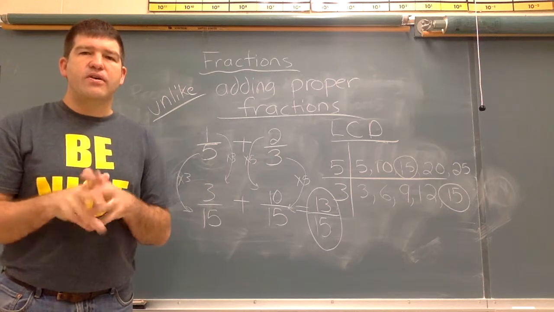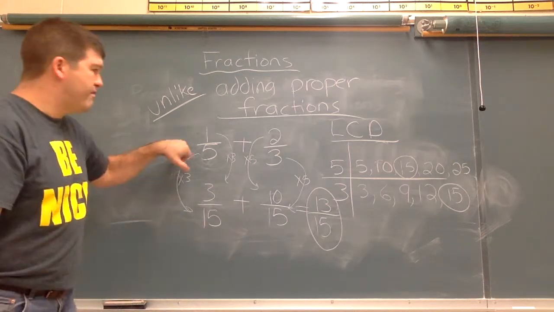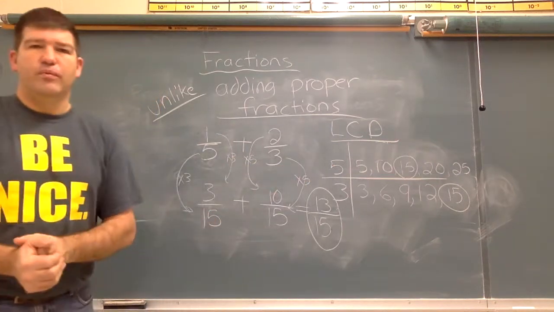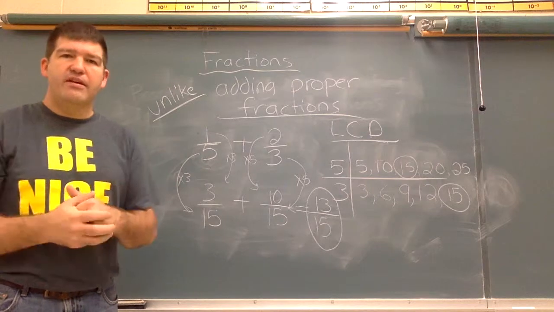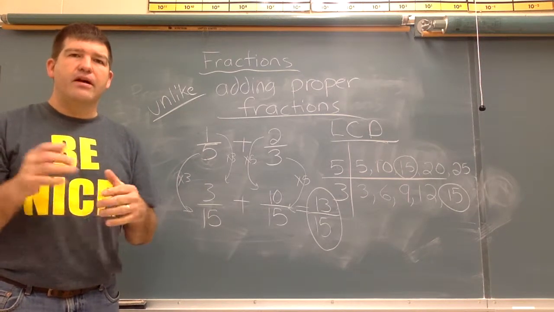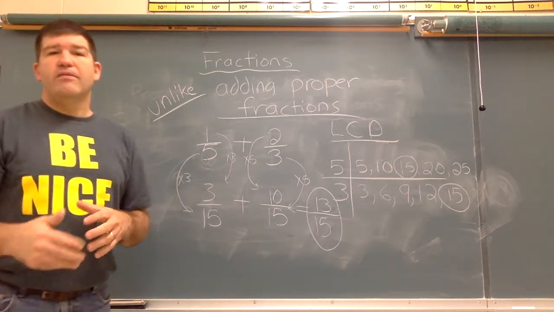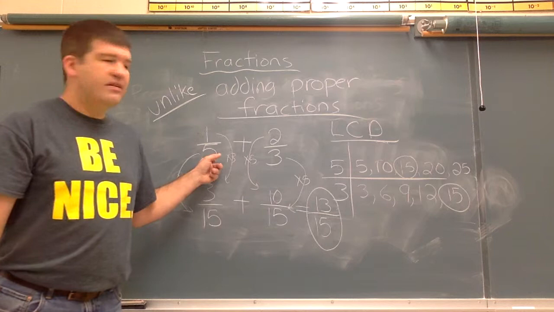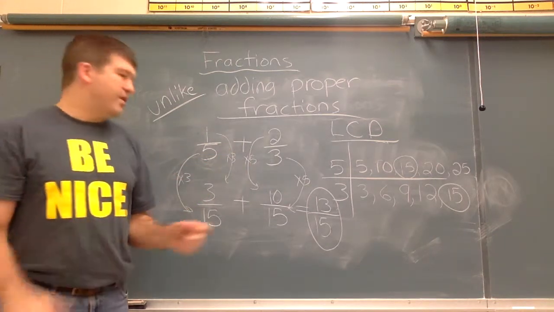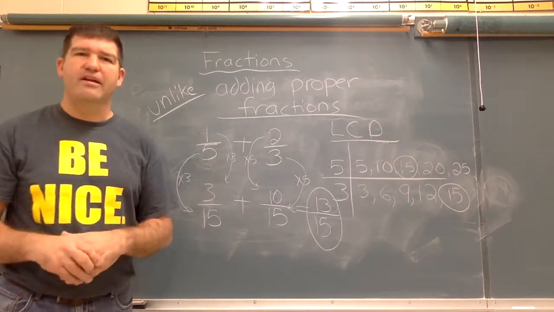All right. So that is adding proper unlike fractions together. And least common denominator is the key. Once you can find that, you can put it all together and get the correct answer every time. All right, my next video will talk about subtracting, which is very similar to adding. You're going to need to find the least common denominator, but instead of adding them, you're subtracting them. So we'll talk about that in our next video.